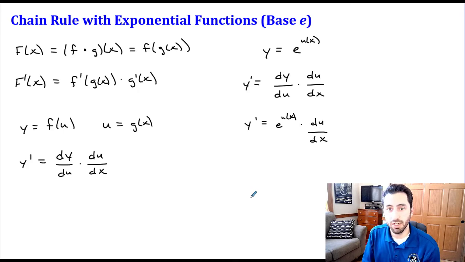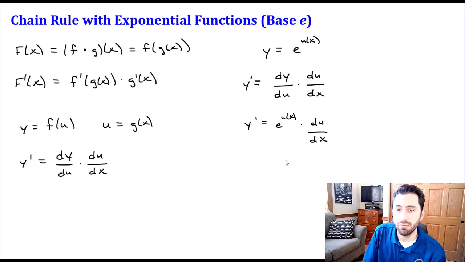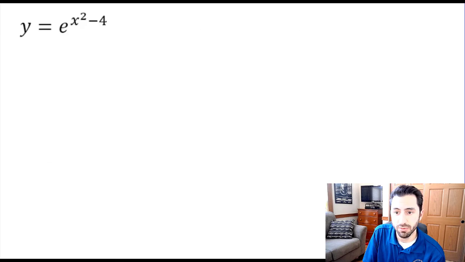So the shortcut with the chain rule, because the derivative of e to the x is itself, is that what we end up with for the derivative of an exponential is equal to the original function times the derivative of the exponent. So to show you what I mean, let's take a look at a specific example.